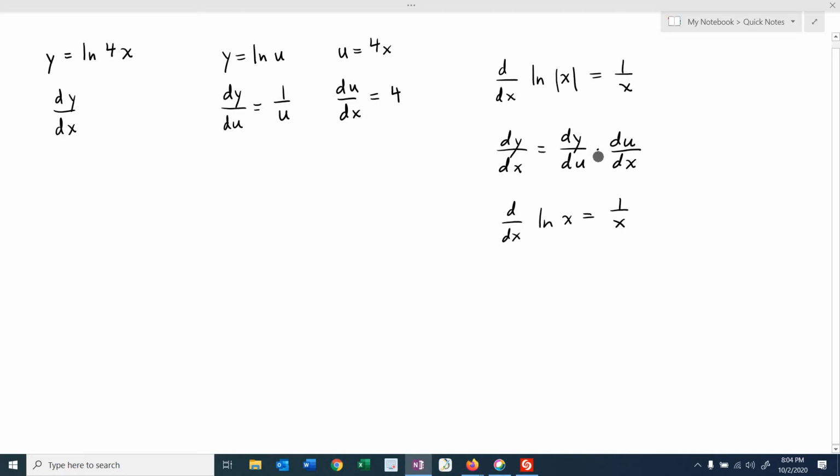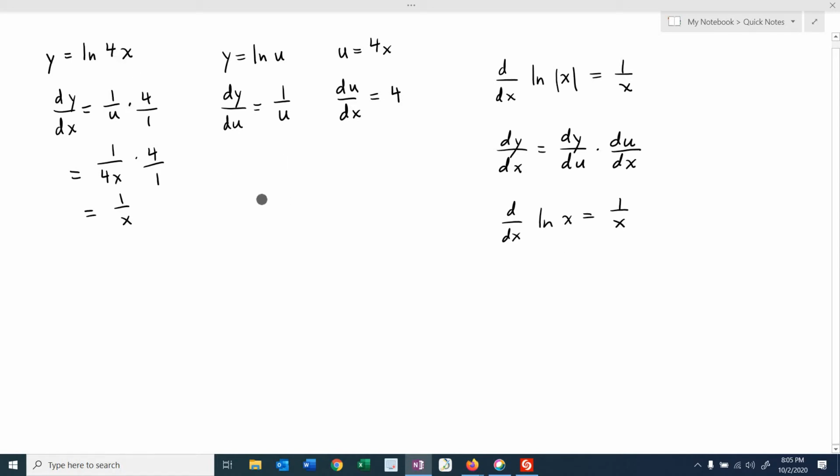Okay. So if we multiply those together, this is the outer derivative times the inner derivative. We get 1 over u times 4. Of course, let's go ahead and replace the u. U is actually equal to 4x, so it's actually 1 over 4x times 4. And so the 4's cancel out, and we just end up with 1 over x, which is kind of odd, because that's the same as the derivative of natural log of x.